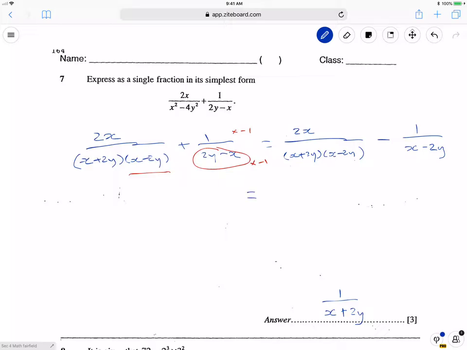Now next, we want the common denominator, which is x minus 2y. So there's x plus 2y missing on this side. Okay, x plus 2y is missing on that side. So it becomes 2x over x plus 2y.